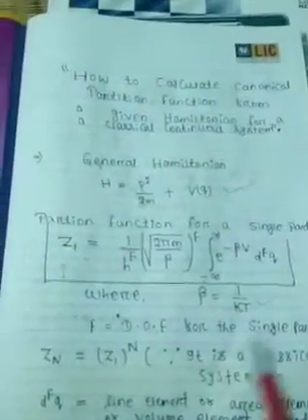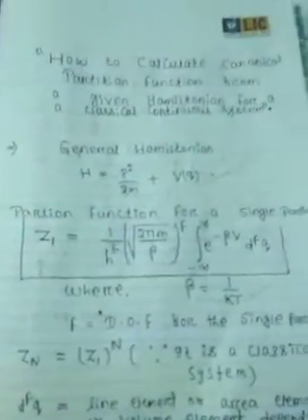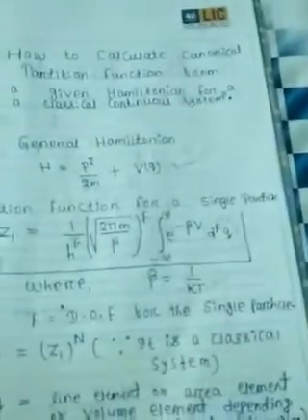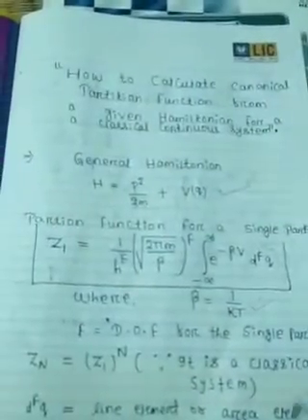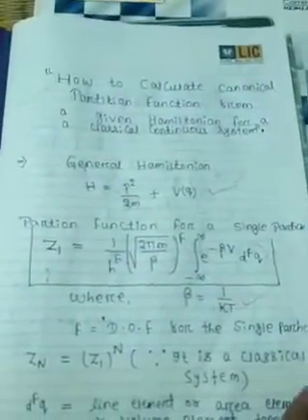What does d^f q mean? It is the line element for a 1D system, and the area element for a two dimensional system, that means d^f q = dx dy. For a three dimensional system, it will be dx dy dz. Now we'll discuss some examples.